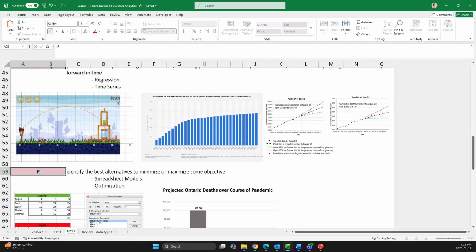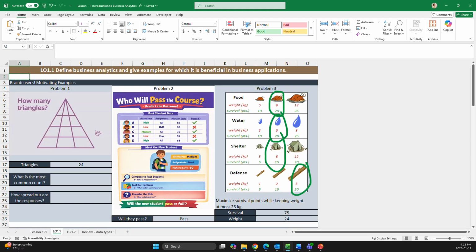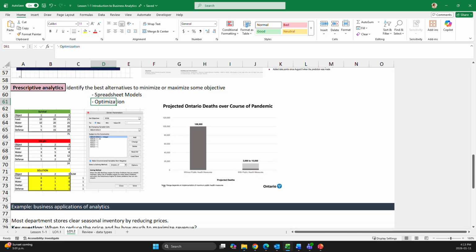Finally, for our last area of analytics, we had prescriptive analytics, which was about what should we do. It's trying to identify the best alternatives to maximize or minimize your objective. In this class, Business Analytics, we will learn spreadsheet models and optimization in order to do this. So when you do optimization in Excel, we'll learn how you can solve a problem like your maximize survival points problem in Excel using Solver.